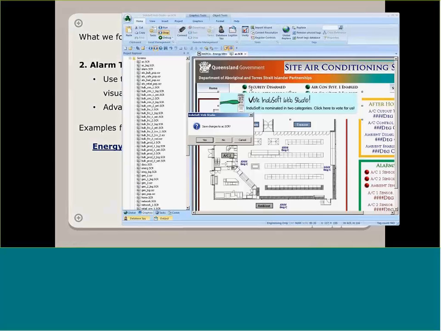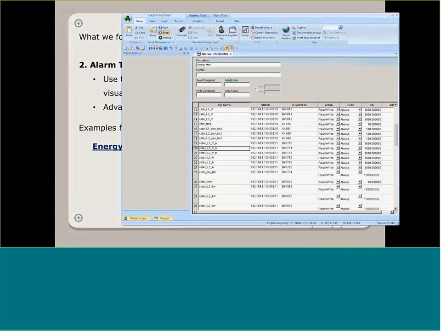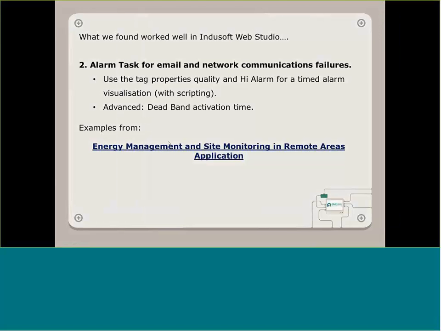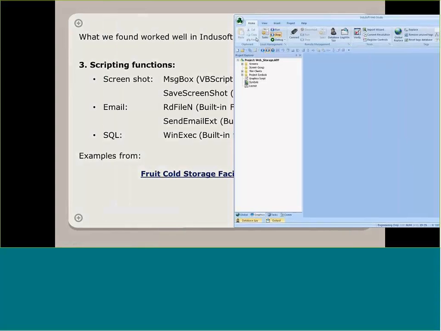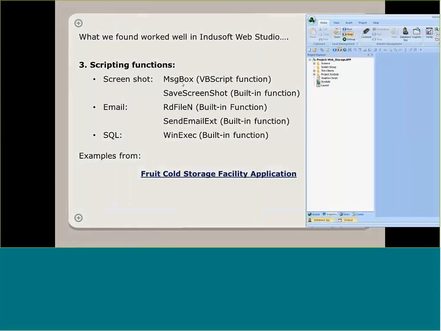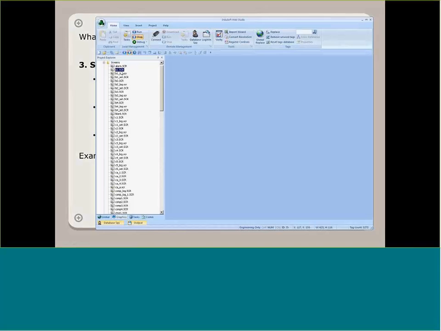Just have a quick look at the other application. So what we found worked well with the other application, which was the fruit cold storage facility, was the screenshot box, the email box, and the SQL box that we showed during the slide. So you can see there the functions that we used. Some of them were VB script functions, and a lot of them were built in, made by our good friends at InduSoft.